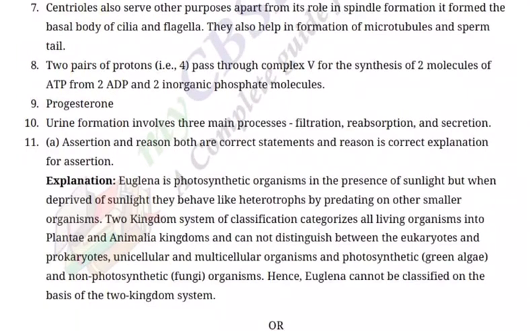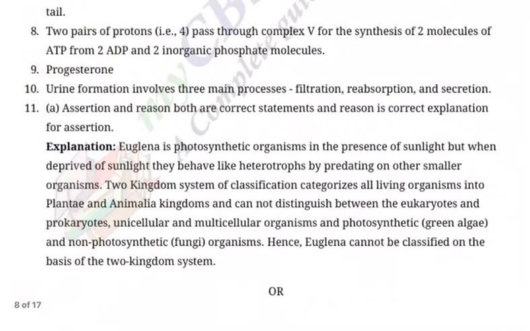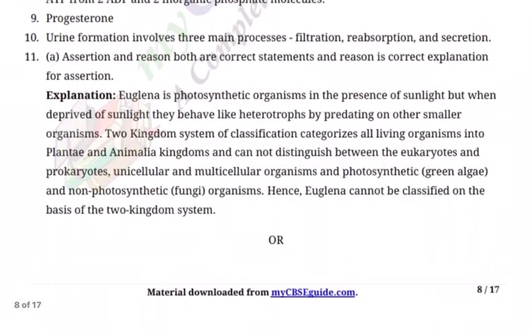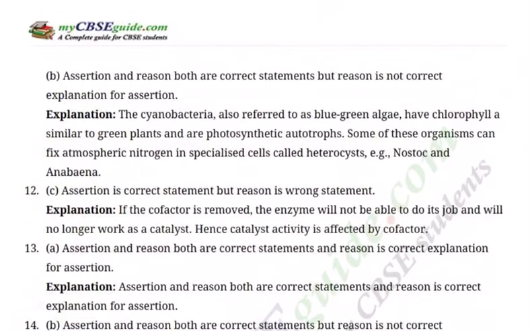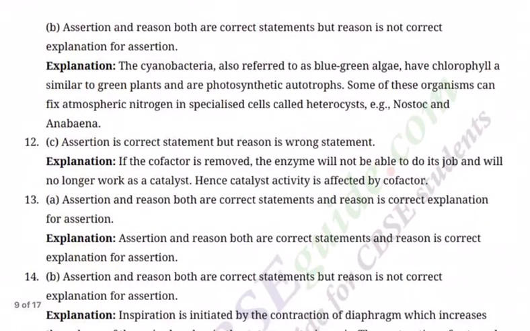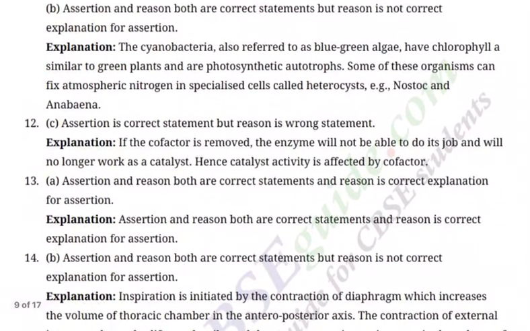Two kingdom system of classification categorizes all living organisms into Plantae and Animalia kingdoms and cannot distinguish between the eukaryotes and prokaryotes, unicellular and multicellular organisms, photosynthetic green algae, and non-photosynthetic organisms. Hence, Euglena cannot be classified on the basis of two kingdom system. And you got a choice for this question, for question number 11, and the answer is B. Assertion and reason both are correct statements, but reason is not correct explanation for assertion.